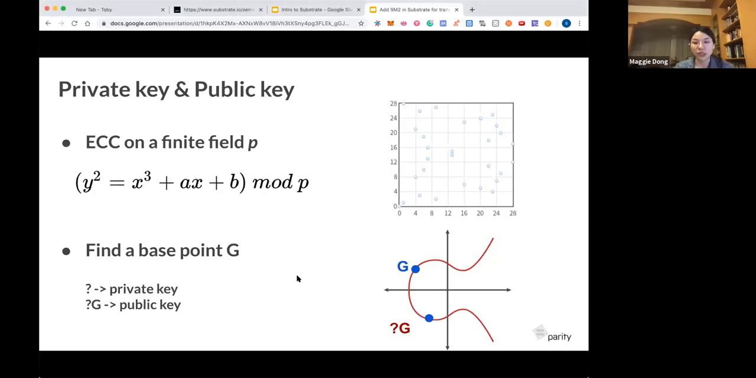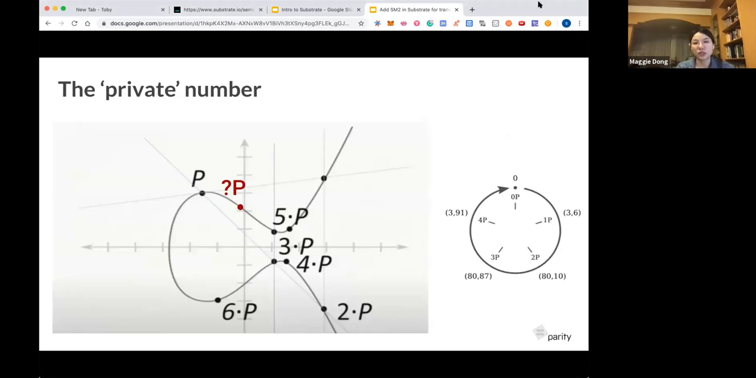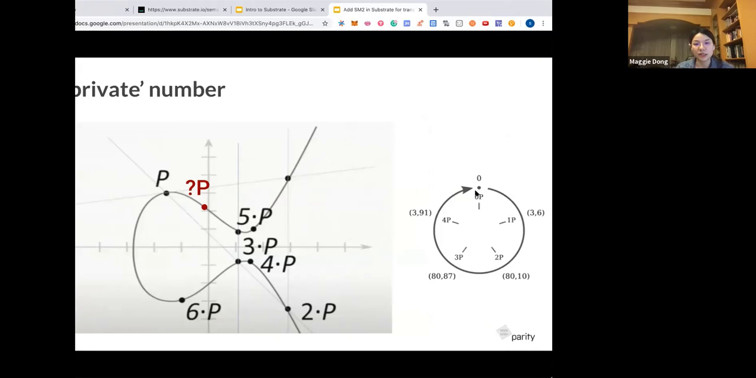Let's go back to the last slide. If we randomly choose a point P on the curve and do some multiplication, 0P is 0, 1P has X and Y coordinates 3, 6, 2P is 8, 3P is 87, and 4P is 391. Here is the interesting thing: 5P equals 0P, 6 times P equals 1P, and 8 times P equals 2 times P. So the results of the multiplication repeat cyclically.